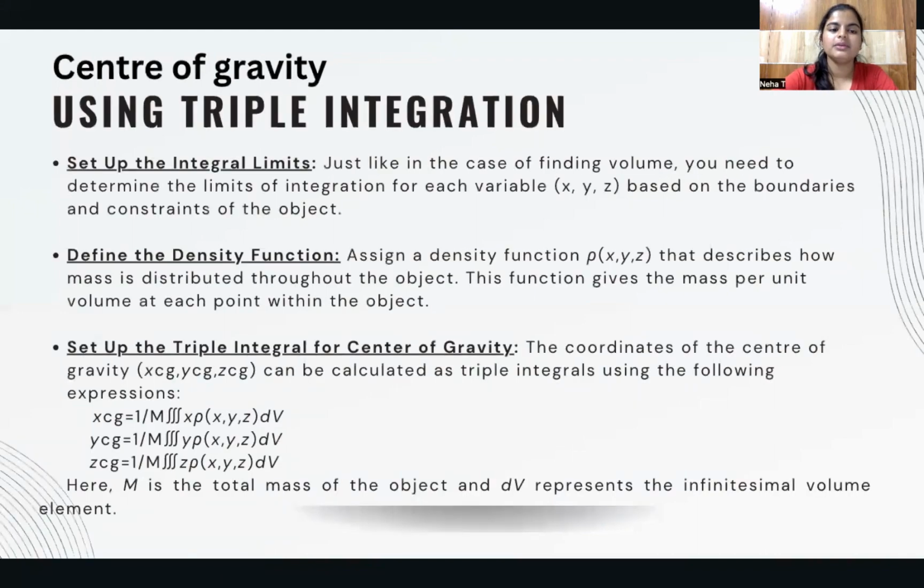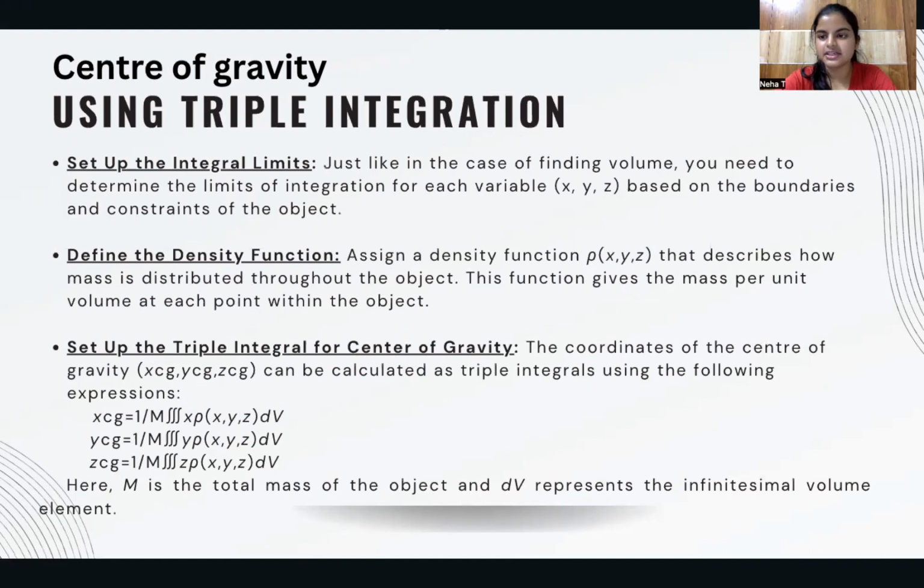Now we'll learn how to calculate center of gravity using triple integration. The first step is to set up the integral limits. Just like in the case of finding volume, you need to determine the limits of integration for each variable x, y, z based on the boundaries and constraints of the object. The same thing we did in the volume, we'll do here as a first step.